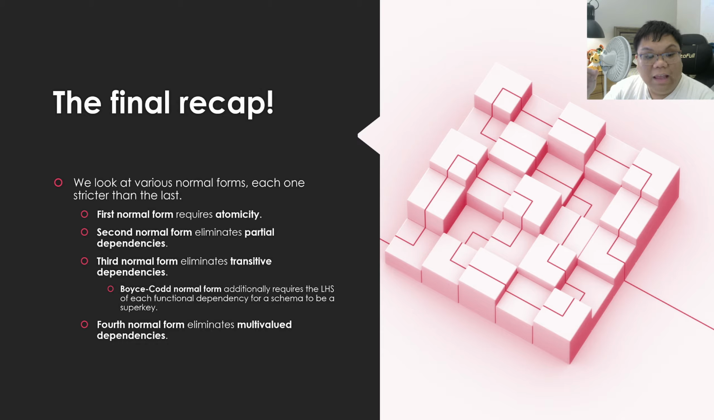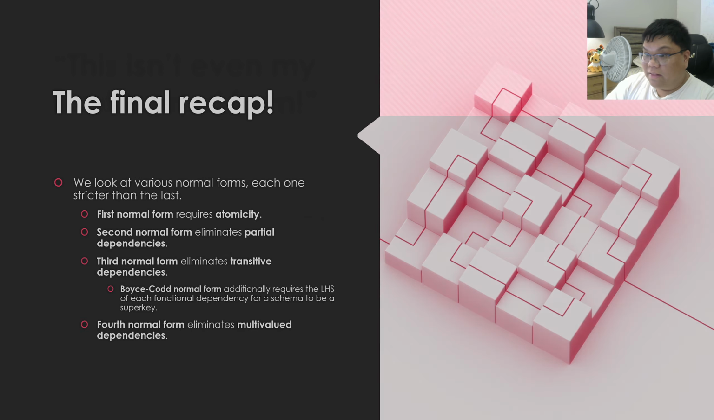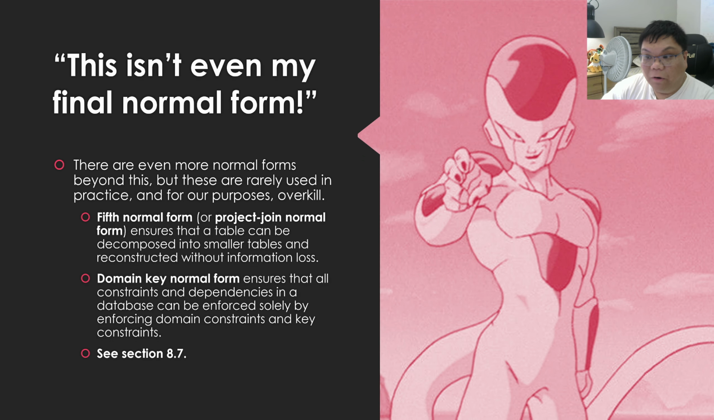And 4th normal form eliminates multi-value dependencies. So, 2nd, 3rd, and 4th normal form eliminate different types of dependencies. But that isn't even the final normal form. There are even more normal forms that we talked about briefly earlier in this chapter, such as 5th normal form.